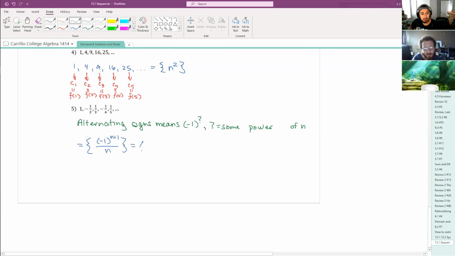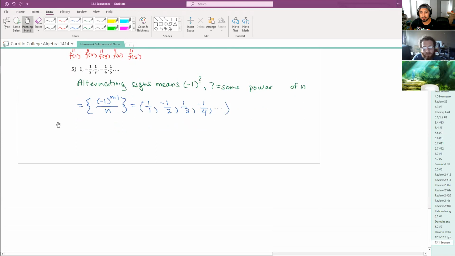This is going to be equal to 1 over 1, which is 1, and this is -1 over 2. This is 1 over 3, -1 over 4. Yep, it works out perfectly. There you go. Yay! That easy.